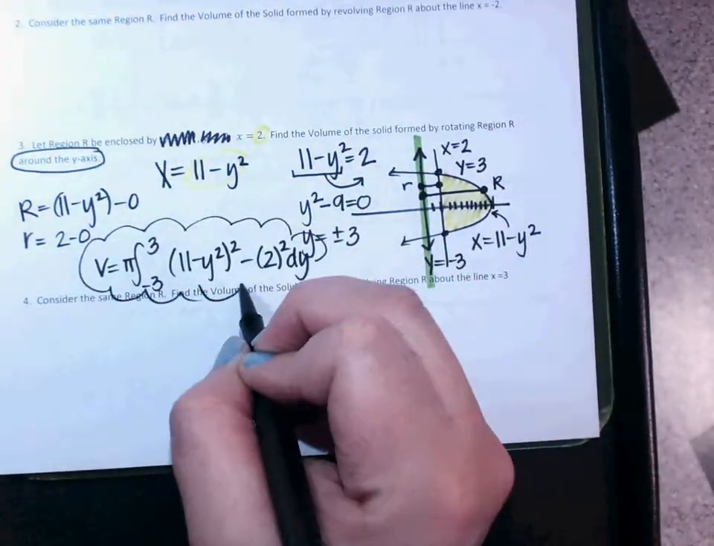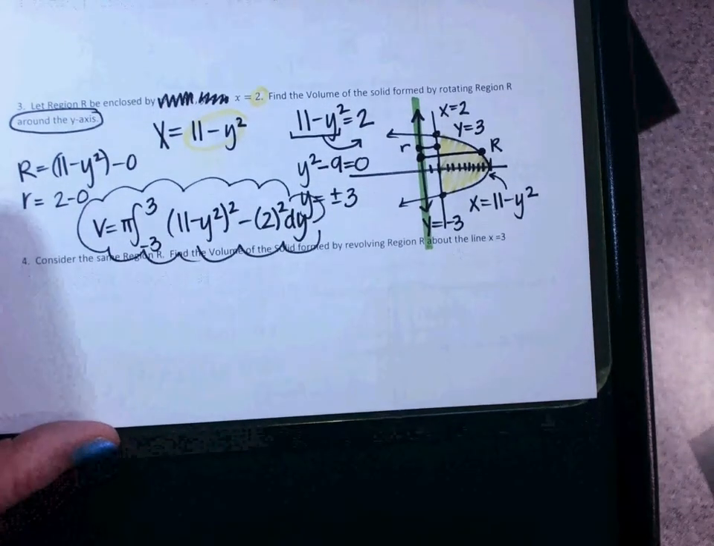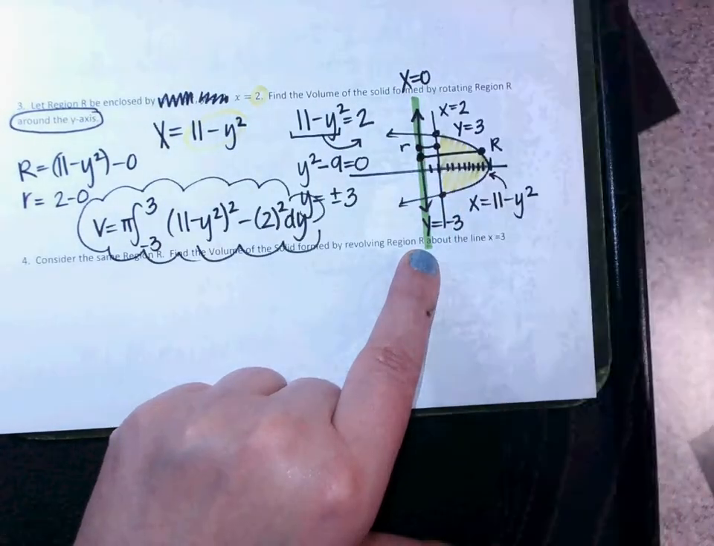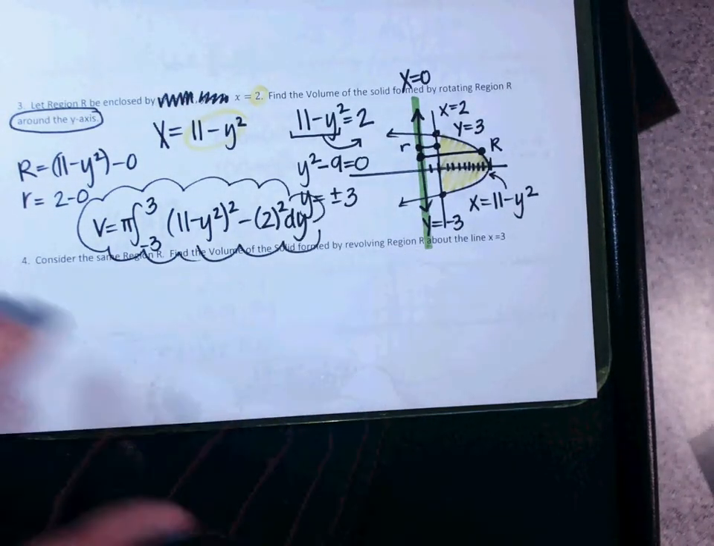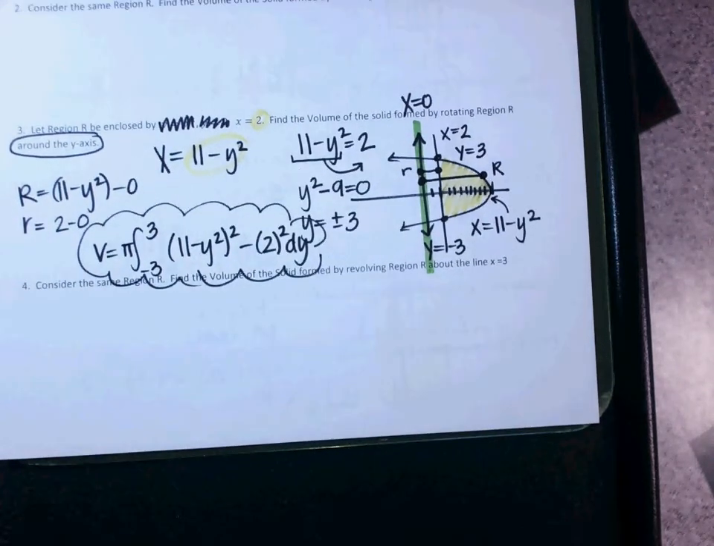Wait, so that vertical line, is it like x equals negative or something? This is x equals, this is the y-axis. This is x equals 0. Okay? Okay, let's jump up now and do the one right above it.